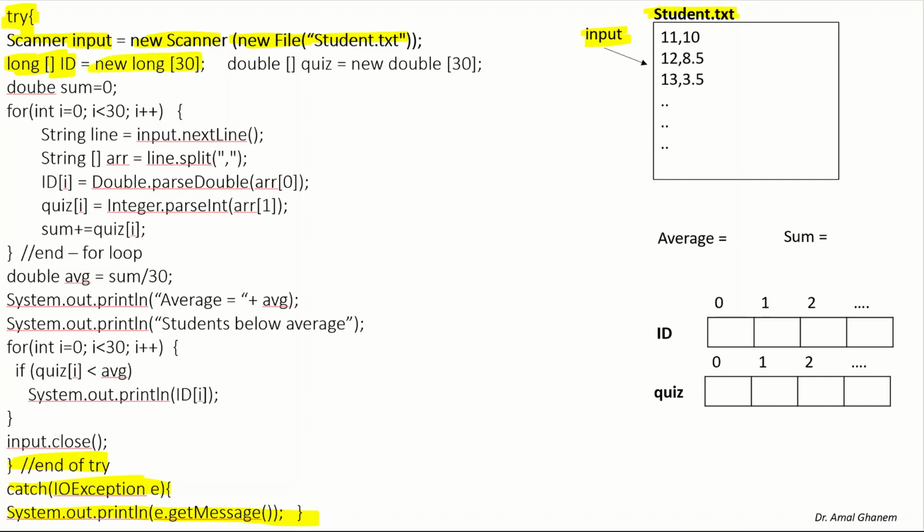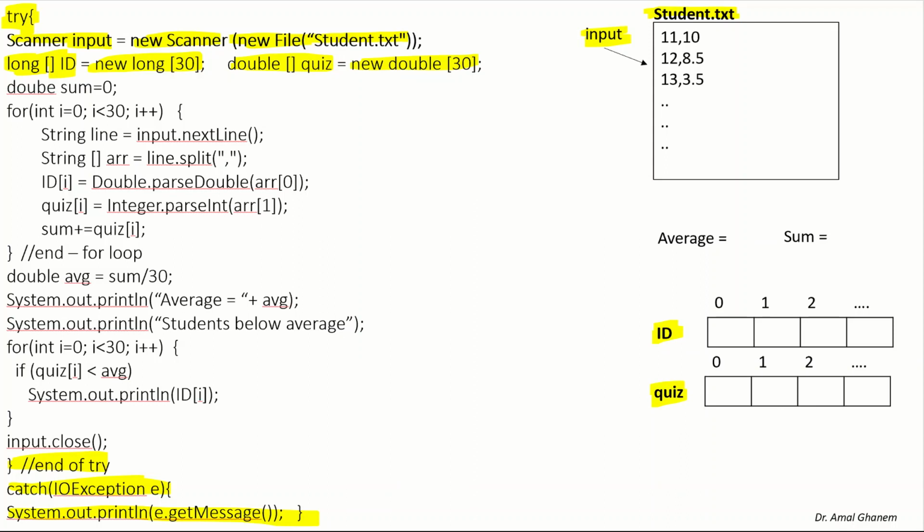So what does it mean? We are creating an array ID and it will be of 30 students. I will need another array for quiz, so I will say double bracket quiz equal new double 30. So it means I have an array quiz and it will have 30 students.